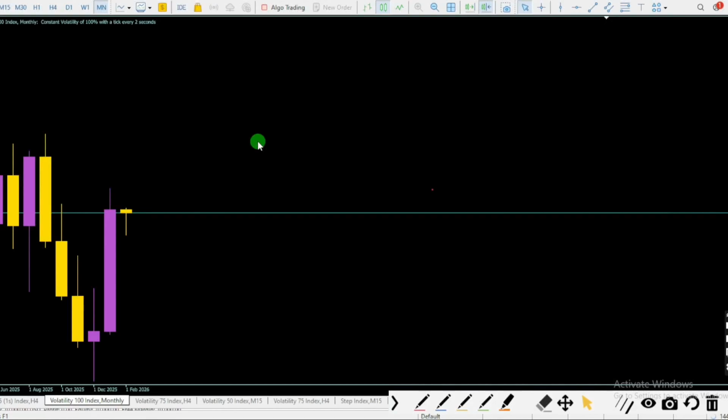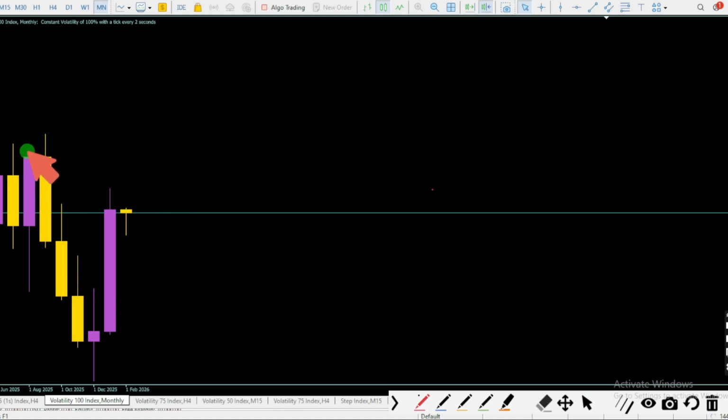Let us break down the Volatility 100 index market structure. So what we're going to be doing is a top-down analysis, or you can call it a multi-time frame analysis. This means we're going to be analyzing across several time frames. Right now we are on the monthly time frame, and let's start our analysis.